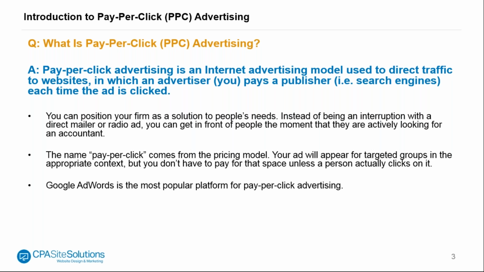You can position your firm as a solution to people's needs instead of being an interruption with a direct mailer or ad, like you would with a traditional marketing method. You can get in front of people when they're actively looking for your services as an accountant. And note that with PPC moving forward, we will be mostly discussing Google AdWords as it is the most popular pay-per-click advertising platform for search engines.